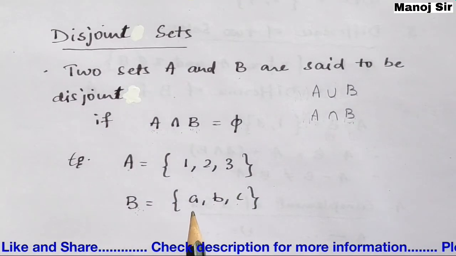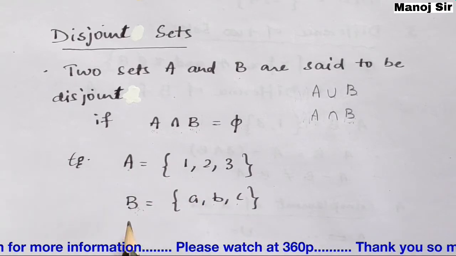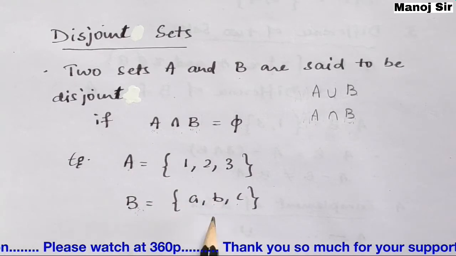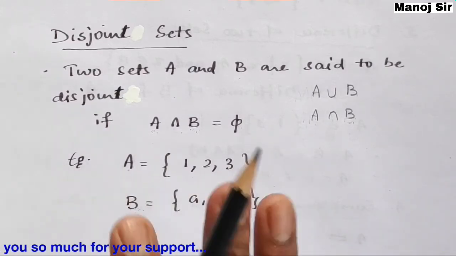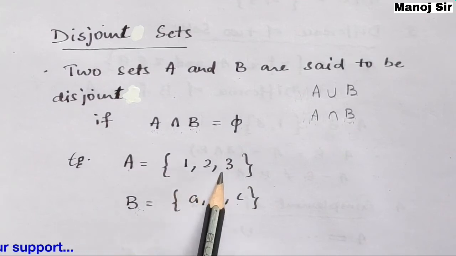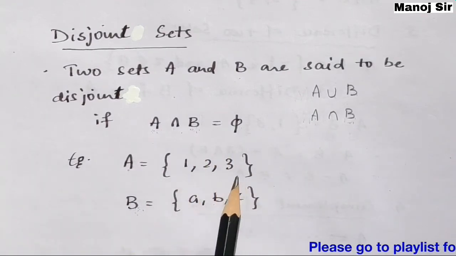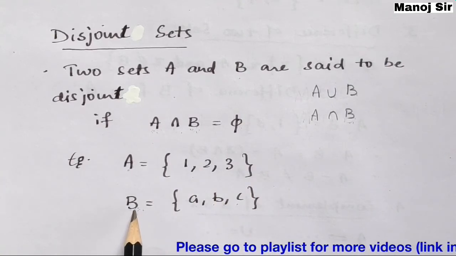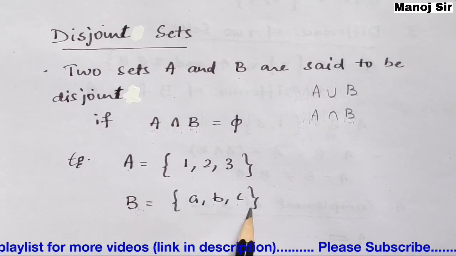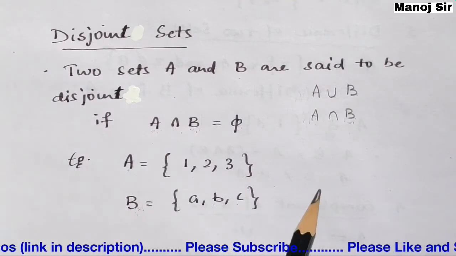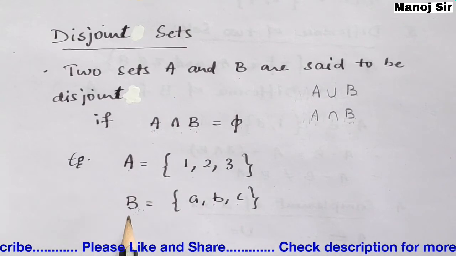Now we'll take one example. Here we have set A, that is 1, 2 and 3. We have another set, set B, that is a, b and c. If you see, the cardinal number of set A is 3, because all these values are distinct numbers. Here in set B, the cardinal number is again 3, because all these elements are different.